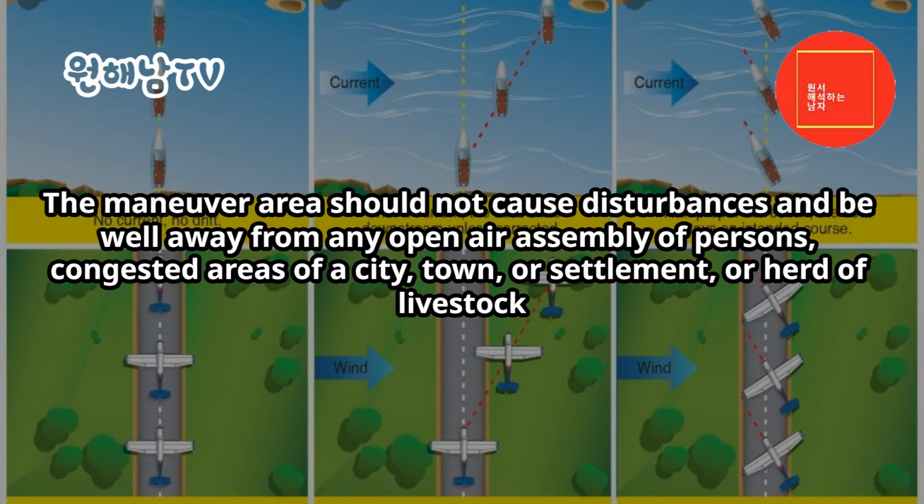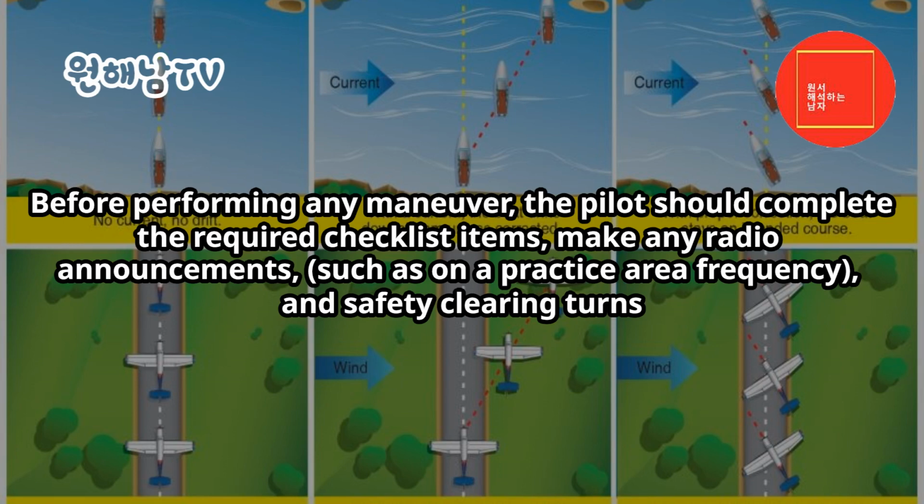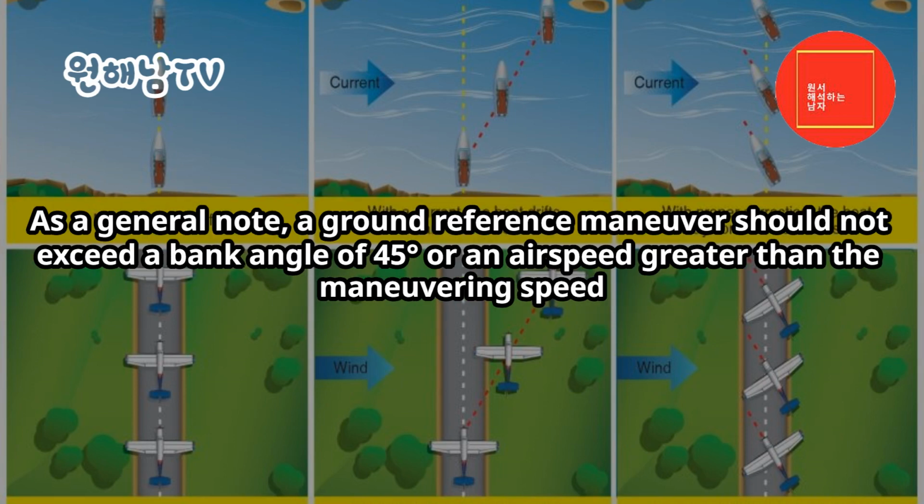The maneuver area should not cause disturbances and be well away from any open-air assembly of persons, congested areas of a city, town, or settlement, or herd of livestock. Before performing any maneuver, the pilot should complete the required checklist items, make any radio announcements such as on a practice area frequency, and perform safety clearing turns. As a general note, a ground reference maneuver should not exceed a bank angle of 45 degrees or an airspeed greater than the maneuvering speed.